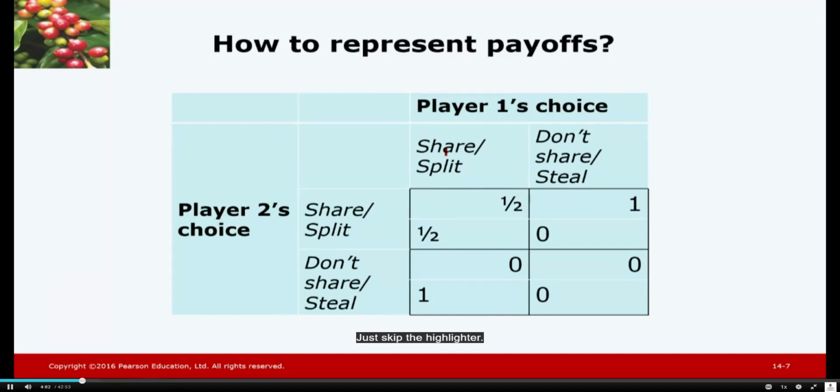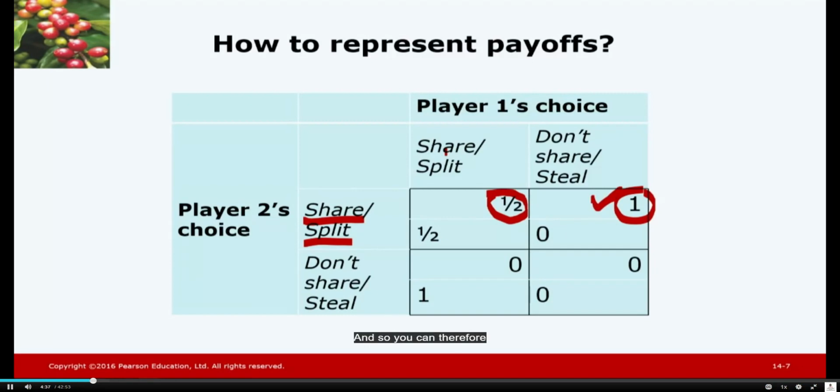Let's just get the highlighter here. Given that it chooses to split, player 1's payout, if player 1 as a result chooses to split, they'll get half the jackpot. That'll be the payoff. Up in the top right-hand corner of each quadrant is the payoff to player 1, here and here. So given that player 2 splits, player 1's best response is, will it be to split and get half the jackpot, or to steal and get the entire jackpot? Well, you can see that this is better. They're going to choose to steal.